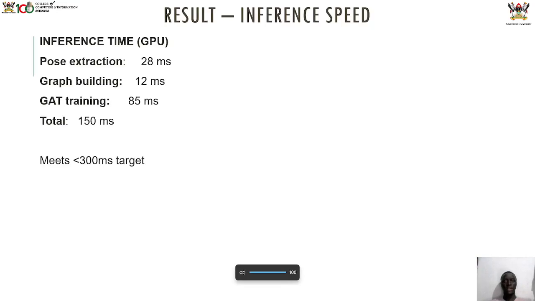Now the results and inference speed: the total processing time was 150. Under the 150 we have pose extraction, which is 28, graph building, which was 12, and the GAT training, which was 85. So this meets the less than 360 milliseconds requirement, meaning real-time translation.